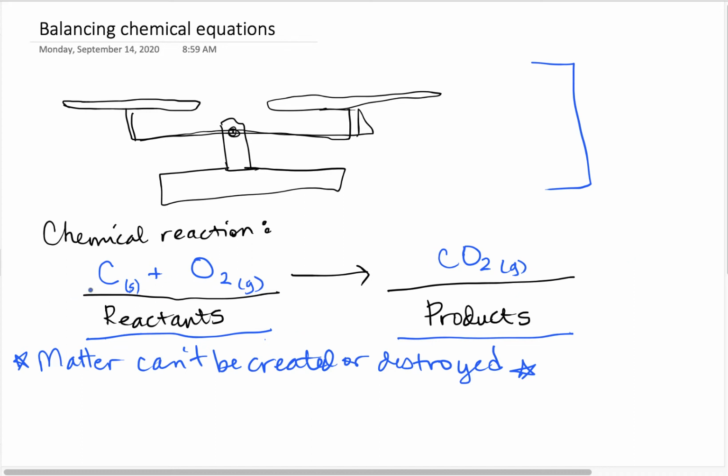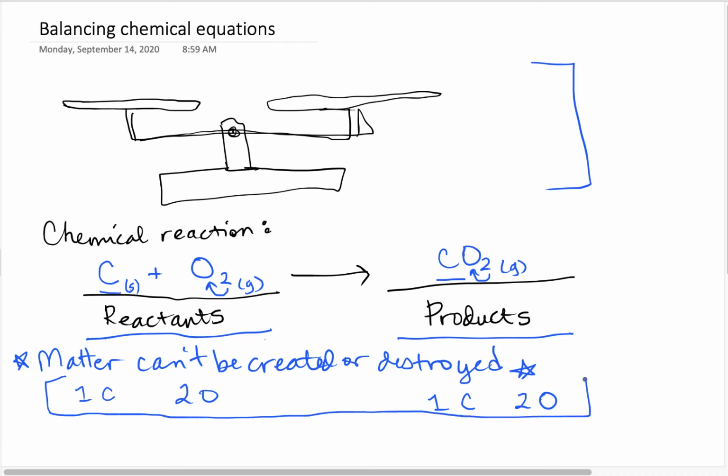Anyhow, so if we have this simple reaction where we have carbon reacting with oxygen to make carbon dioxide, let's do a count. We have one carbon atom on the left-hand side right here. We have one carbon atom on the right-hand side right here. We have this 2, which indicates that we have 2 oxygen atoms here on the reactant side. And we have 2 oxygen atoms here on the right-hand side. So the same number of atoms appear on the reactant side and on the product side.